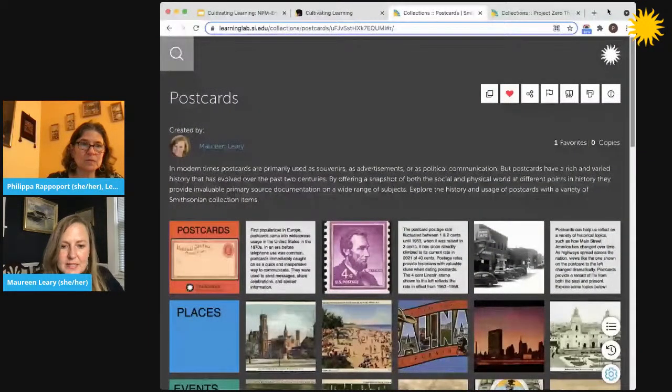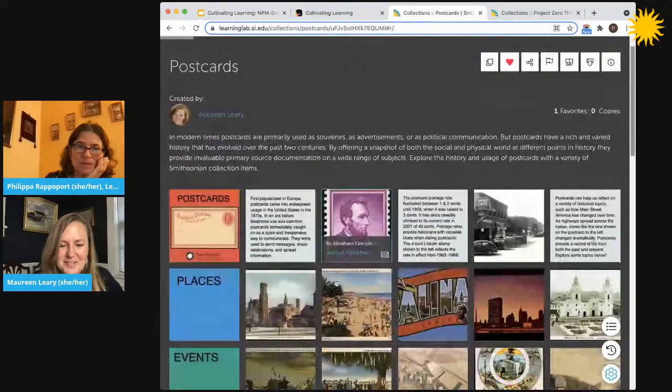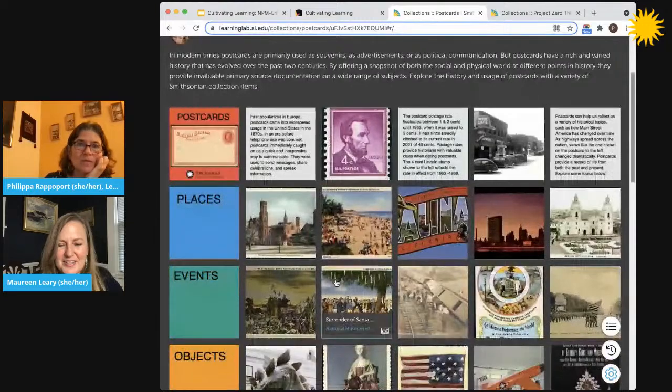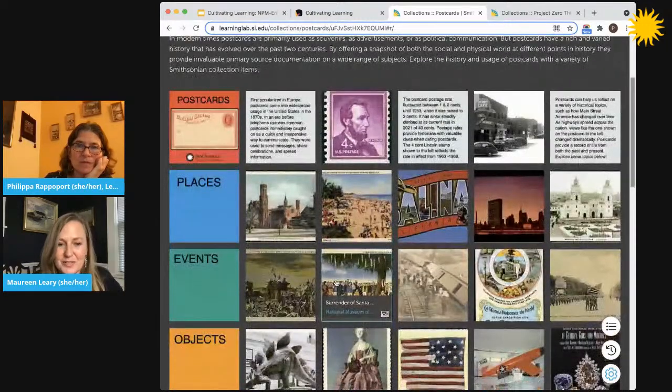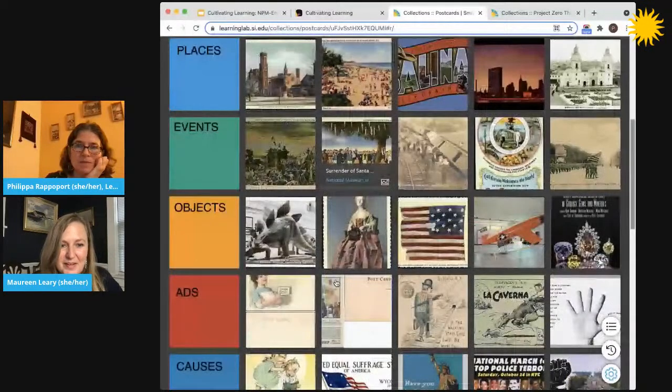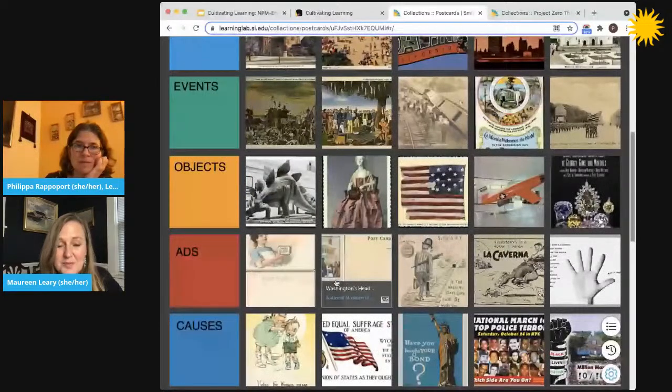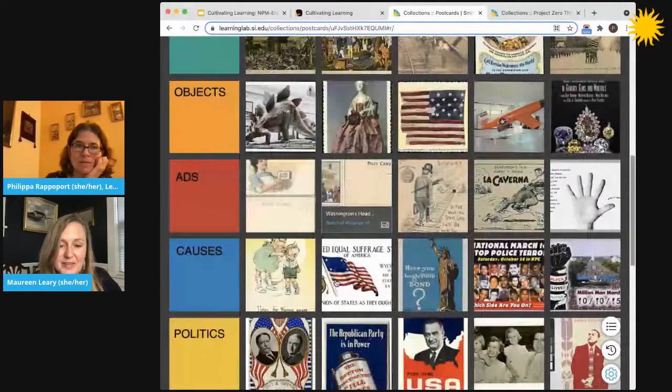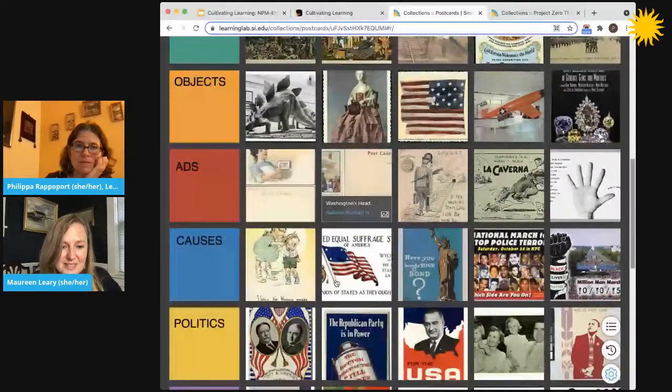I gave a little bit of context at the top of the collection that is similar to some of the things I went over in our program today. I didn't go too text heavy on this one. It's really more about the objects, but it's a nice jumping off point to explore all the different ways that postcards have been used throughout history. Some of them we talked about, some of them we didn't: places, events, objects, advertisements, causes, politics, and art.